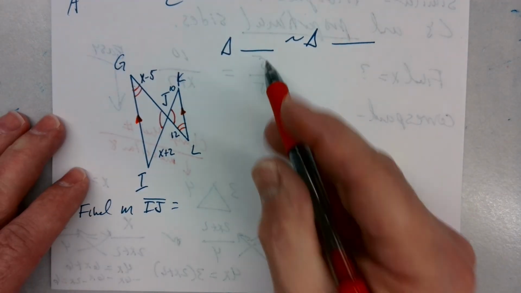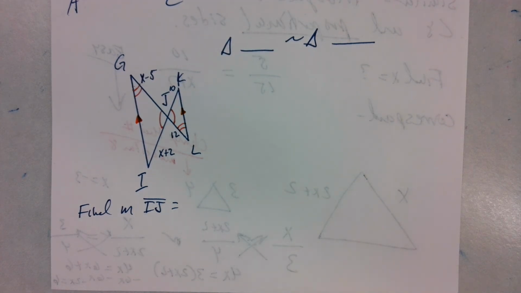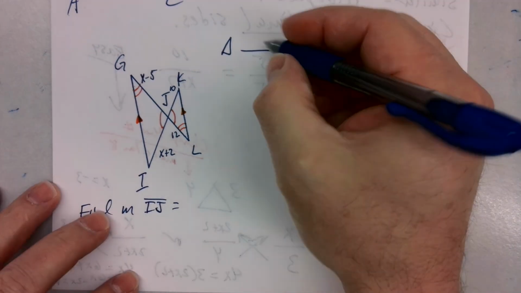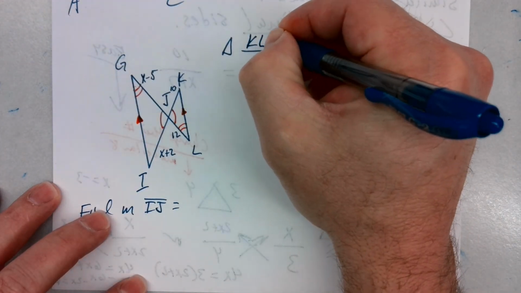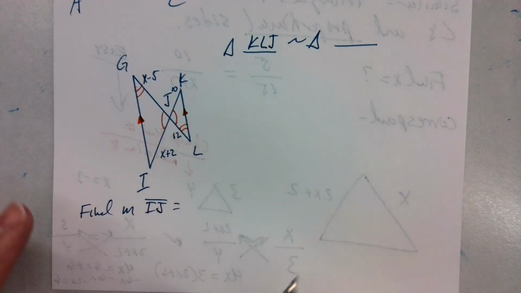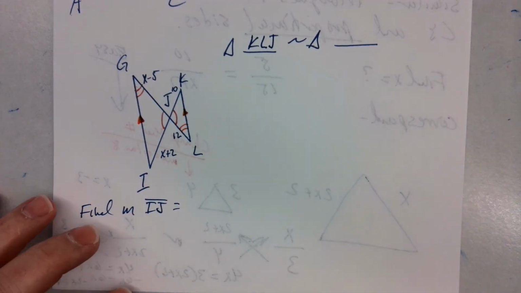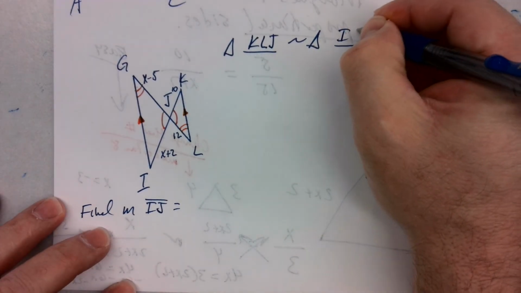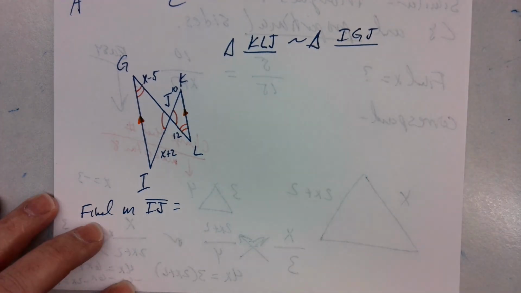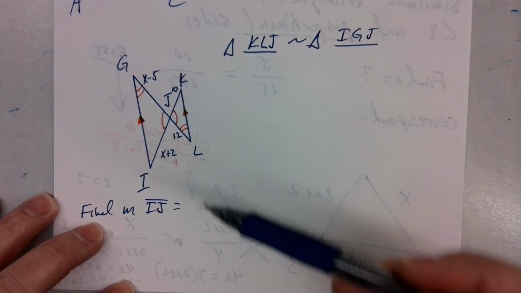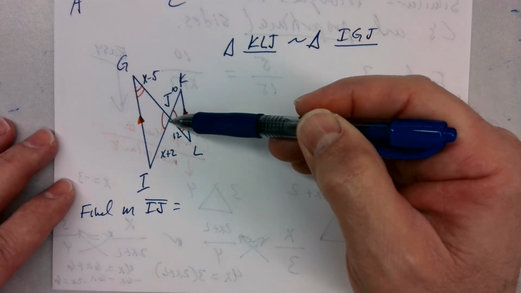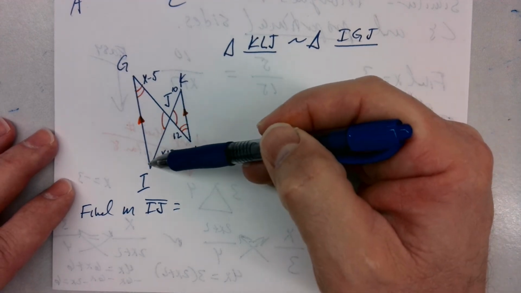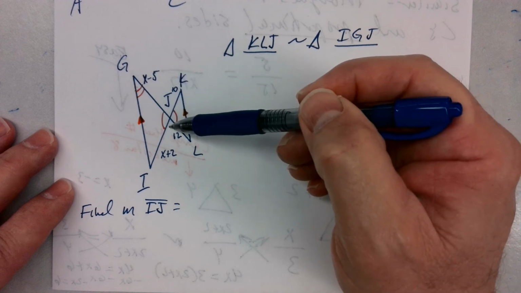Yeah, so I could set up, somebody give me one of my potential similarity statements. KLJ. So what's my other one have to be? IGJ. Why does it have to go that way? Because it's the transversal. So I got to start with my none, go to my 2, and then go to my 1, right? Oh, yeah.